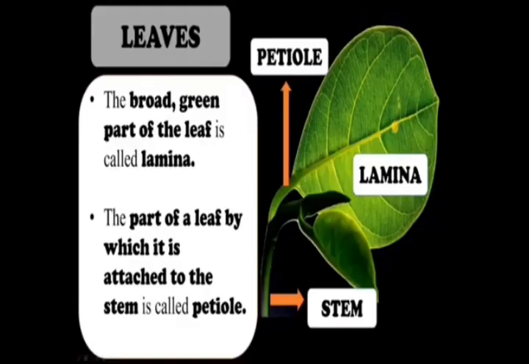Okay, the next part of the plant is the leaves. What is the function of the leaf? Before that you have to know the different parts of a leaf. This broad green part of the leaf is called lamina. The part of the leaf by which it is attached to the stem is called petiole. Look at here, this is the part which is attached to the stem. This is the petiole.